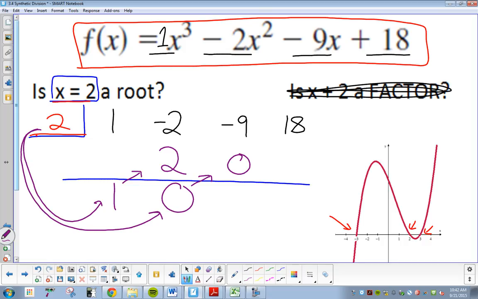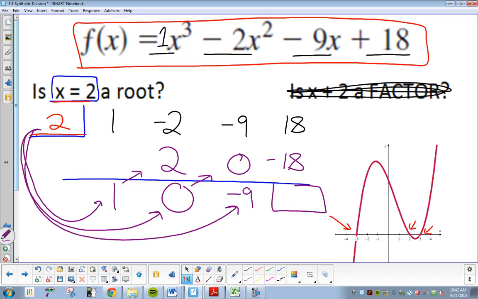Hey, those numbers are stacked. When they're stacked, I'm combining them together. So negative 9 and 0. That's negative 9. Hey, it's written on bottom. So when it's written on bottom, I multiply. 2 times negative 9. Negative 18. Hey, those numbers are stacked. I'm going to put them together. 18 and negative 18. We're going to put them together, and we get 0.